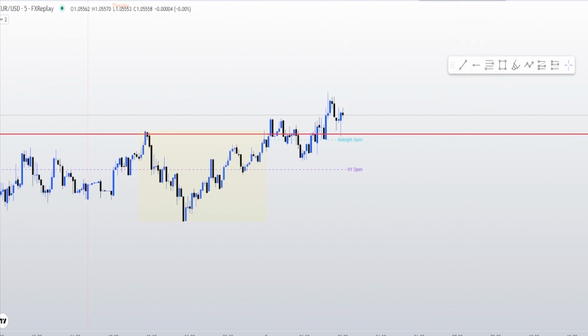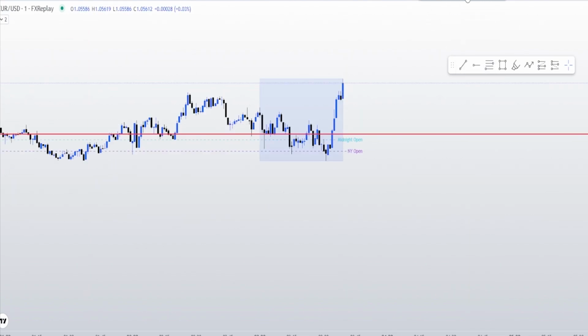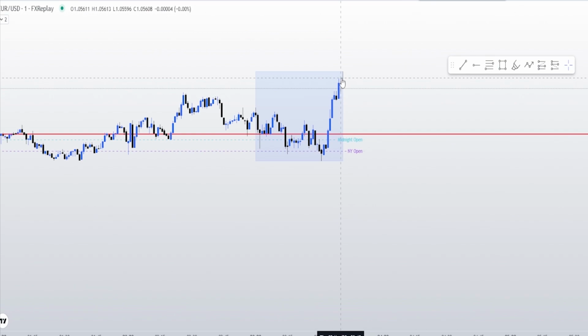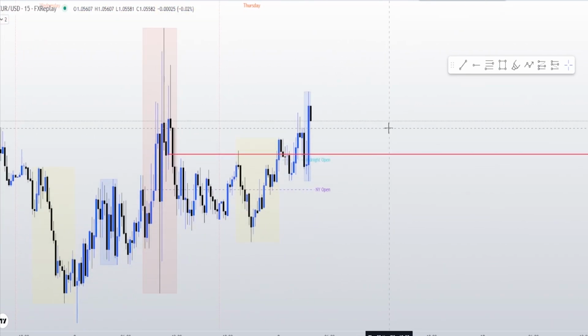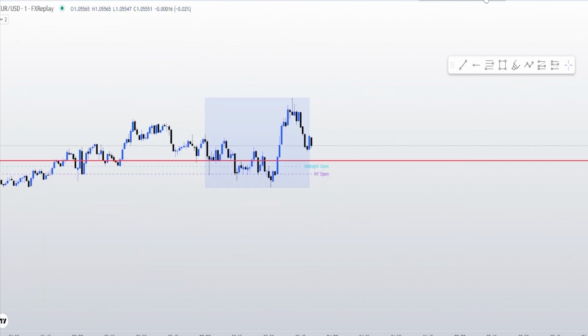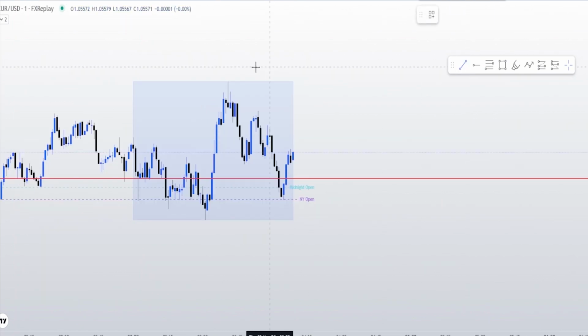Let's go ahead and go to our kill zone. Now, this is 3:40 right here. We are getting some signs that we're going to go higher. As you can see, we're still in the time we like, and we have this liquidity buildup right here.